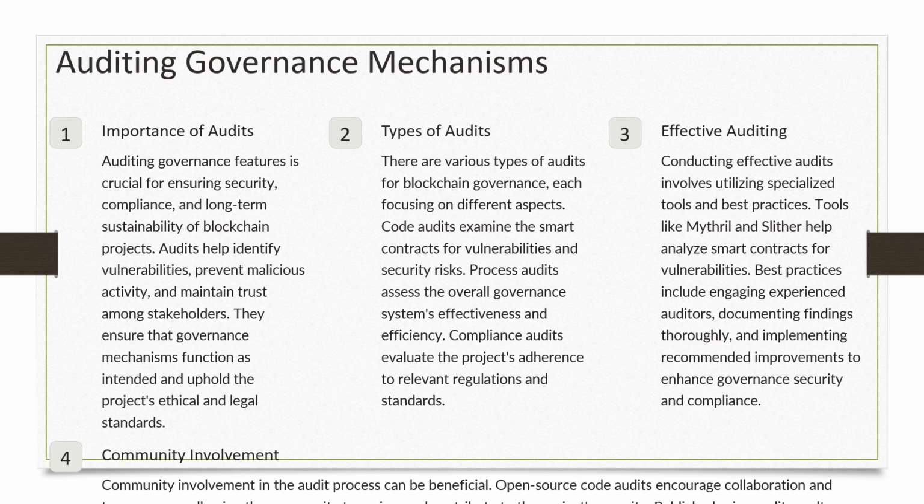Auditing governance features is crucial for ensuring security, compliance and long-term sustainability. Audits help identify vulnerabilities, prevent malicious activity, and maintain trust among stakeholders. There are various types of audits, including code audits, process audits, and compliance audits, each focusing on different aspects of the governance system. Effective auditing involves utilizing specialized tools, engaging experienced auditors, and documenting findings thoroughly. Community involvement in the audit process can also enhance transparency and trust, with open source code audits, encouraging collaboration and public sharing of results.